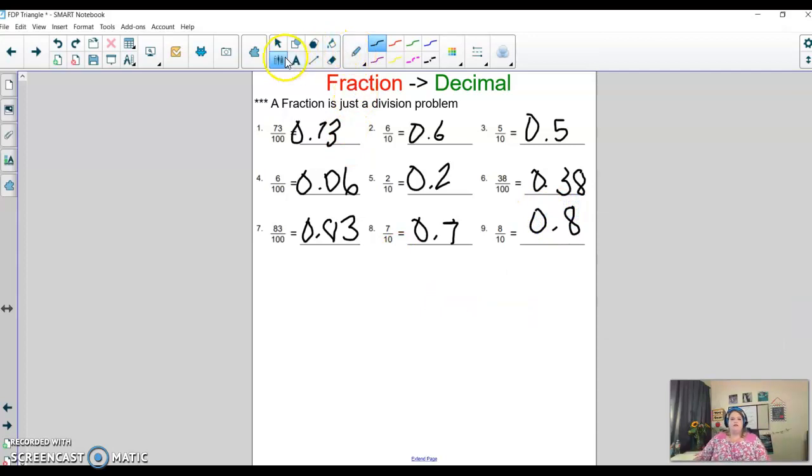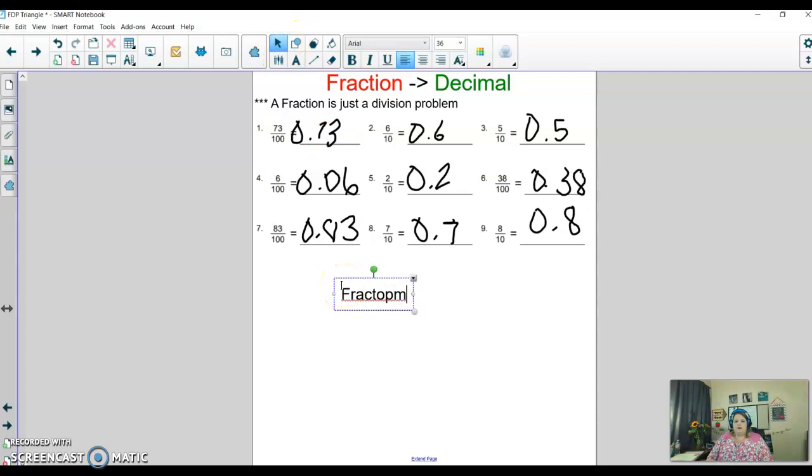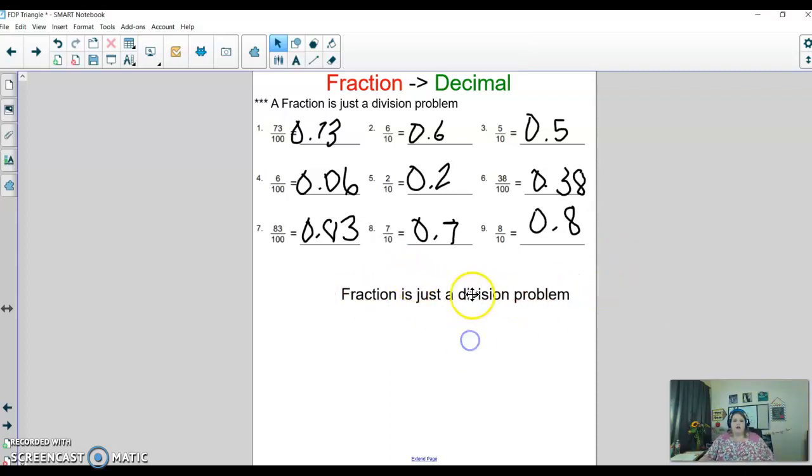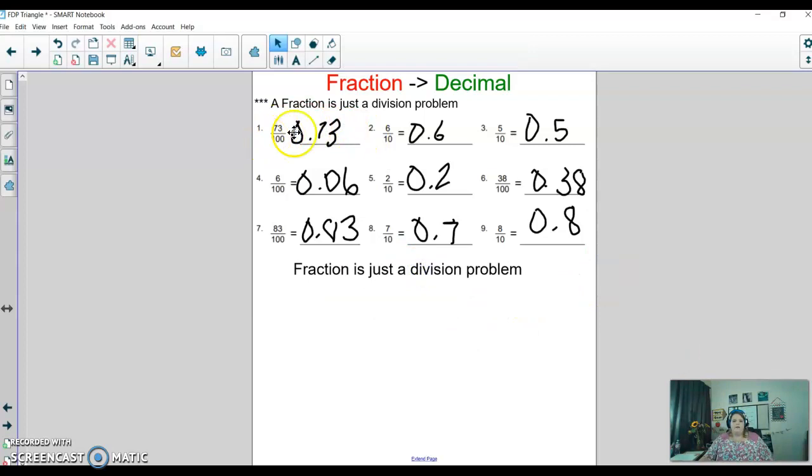So all we have to do is remember that a fraction, I can't type, is just a division problem. So we can always go top number divided by bottom number.